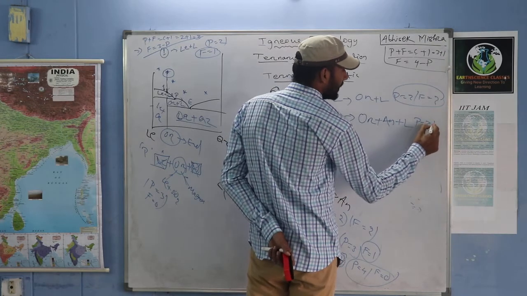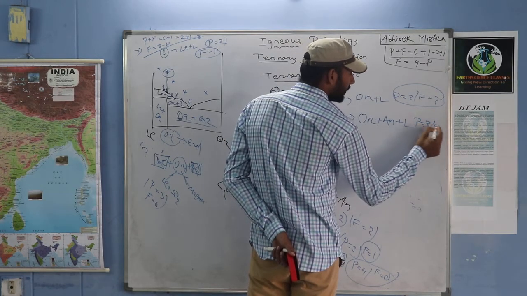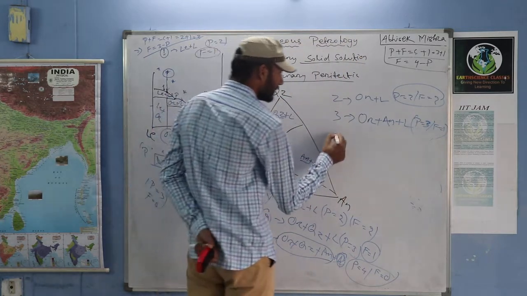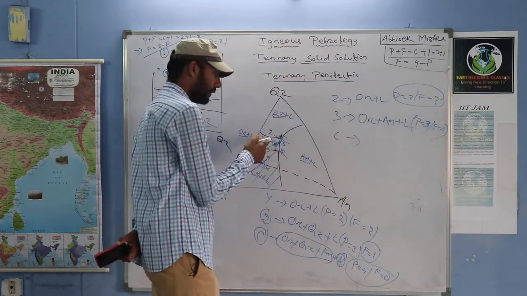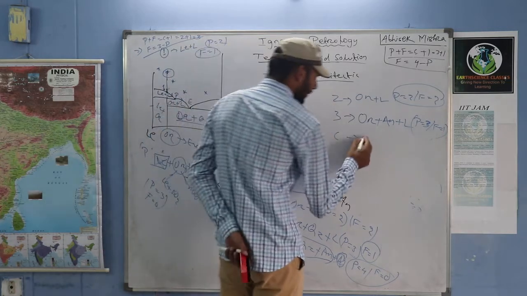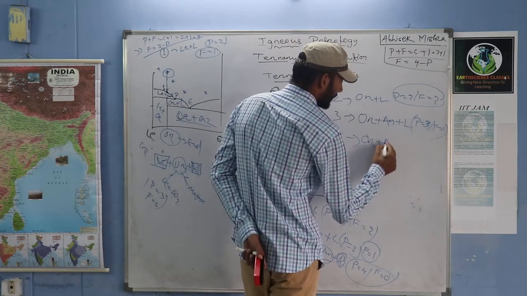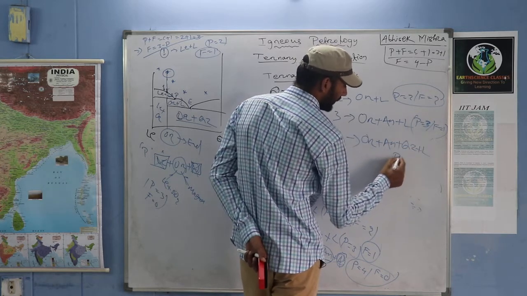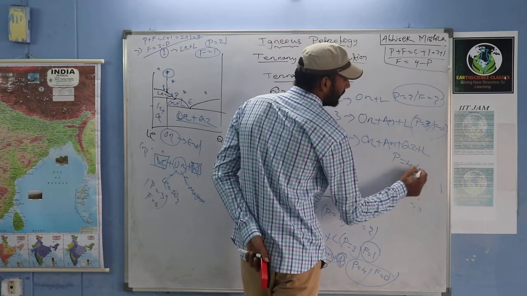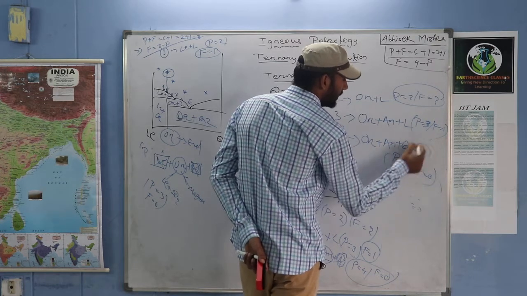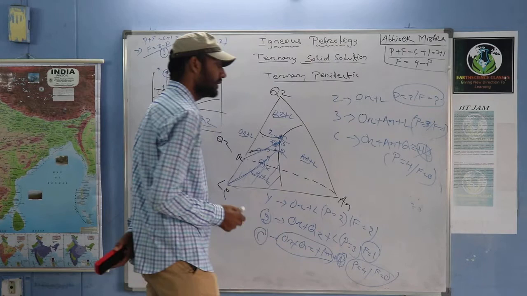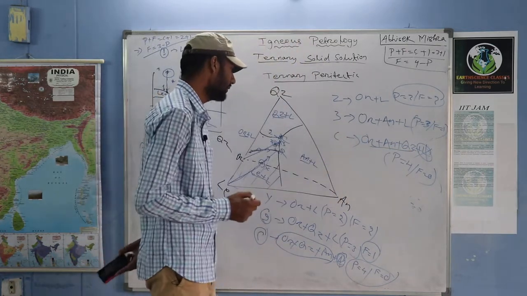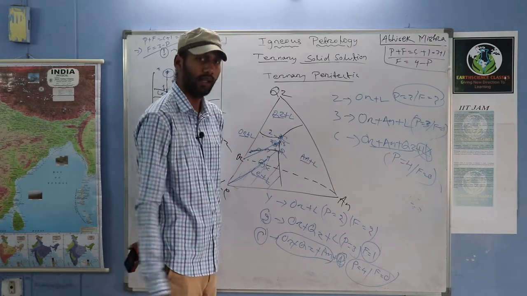Phase will be 3, degree of freedom becomes 1. So it will follow the curve, it will move towards C. At C, what will happen? What will you get? You will get orthoclase plus anorthite plus quartz plus liquid. Phase becomes 4, degree of freedom becomes 0. This is invariant. Now liquid will be finished. At the end, you are getting orthoclase plus anorthite plus quartz at C.